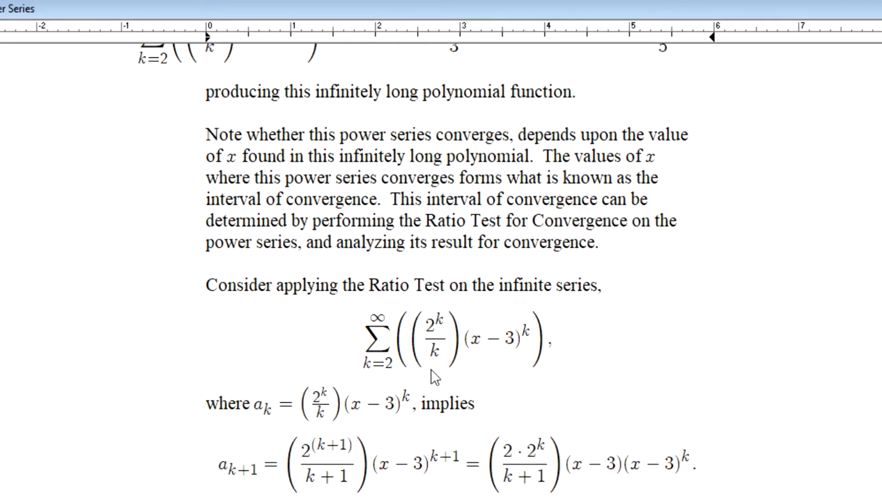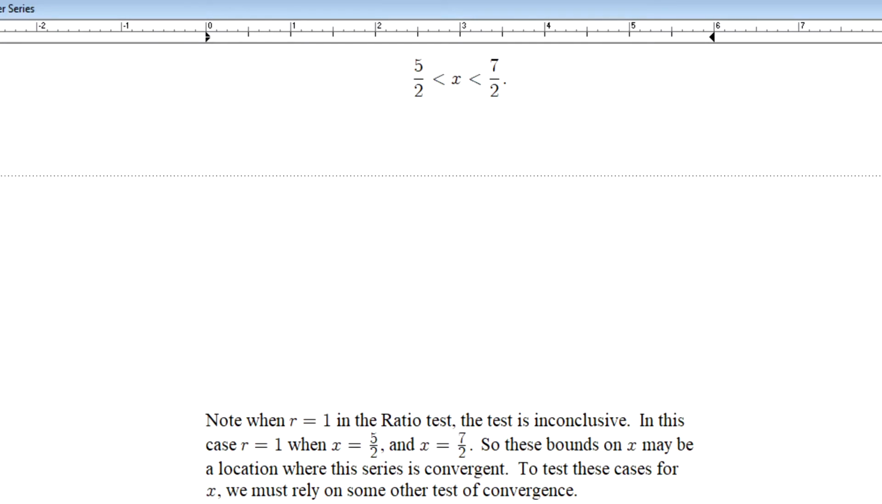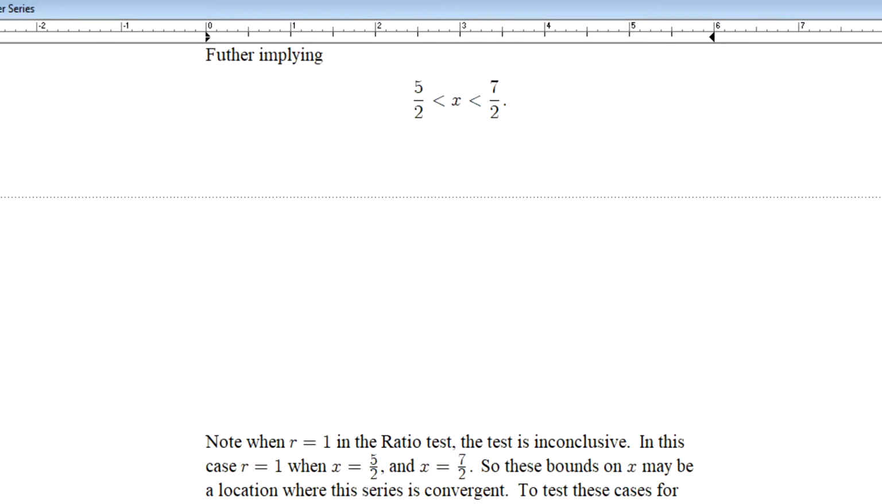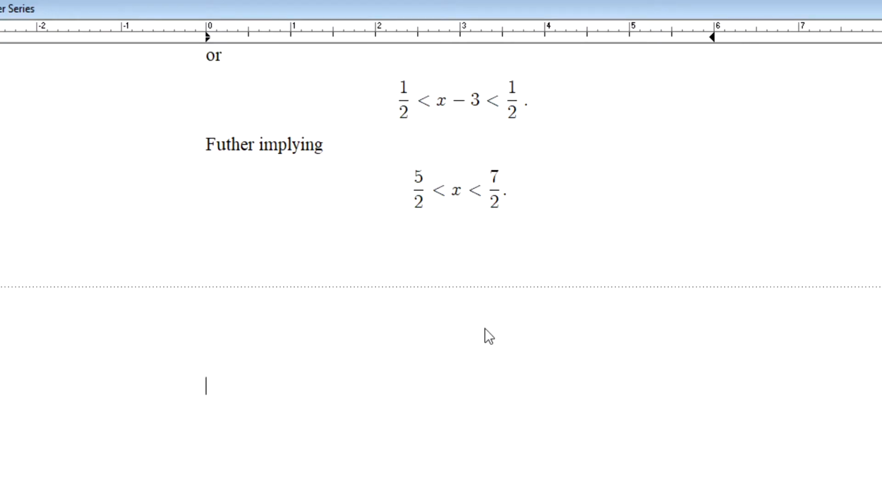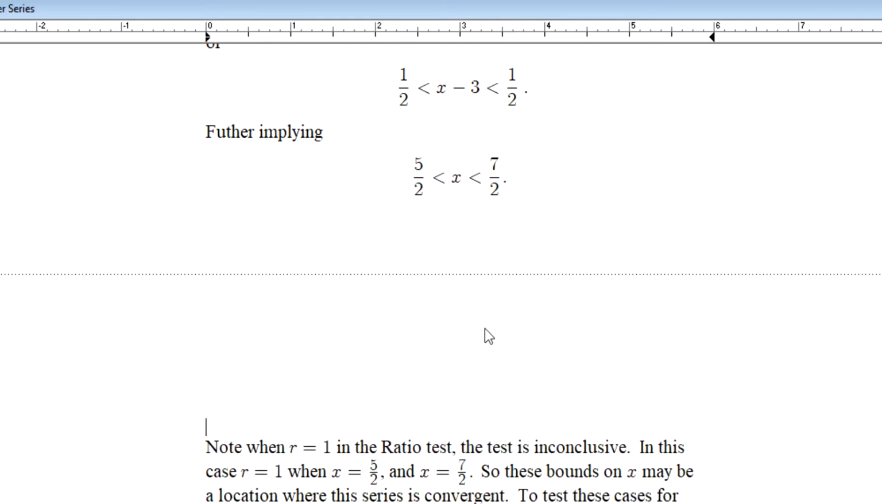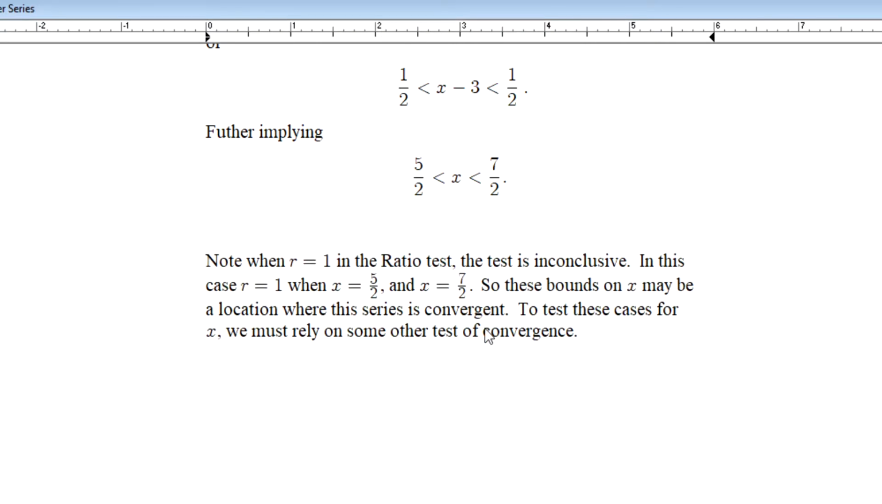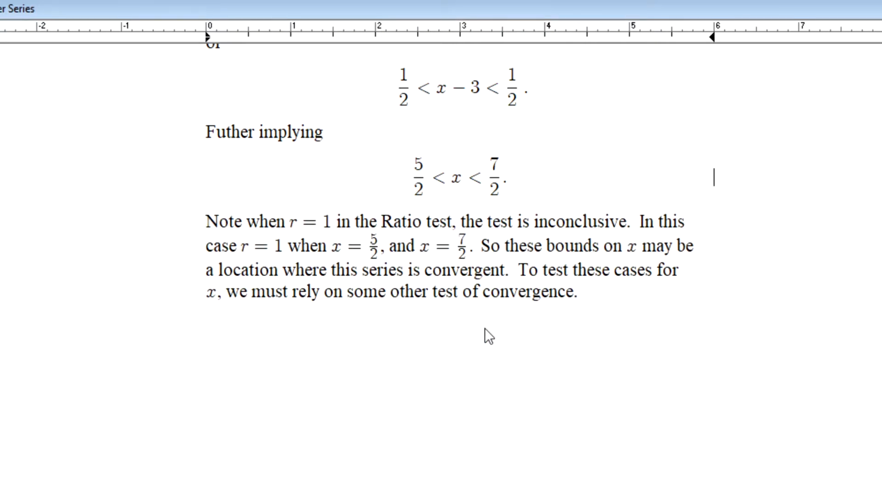We need to come back here to this power series and consider allowing this value of x to be 5/2 in value and let it be 7/2 in value. And you will see that is what we do here. All right? I do open this with a note. We say note, when r equals 1 in value, the ratio test is inconclusive. In this case, r equals 1 when x equals 5/2 and when x equals 7/2 in value.